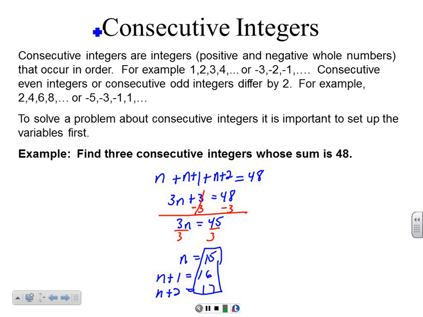And on the test, it will ask you to find three consecutive integers. So you need to make sure that you write down three answers. If it asks you to find two consecutive integers, you would write down two numbers, and so on and so forth.